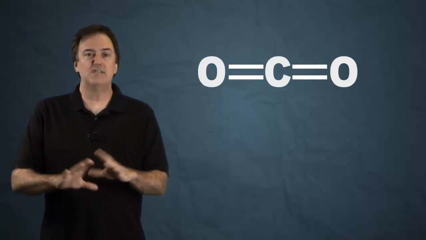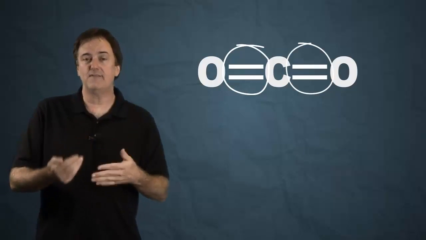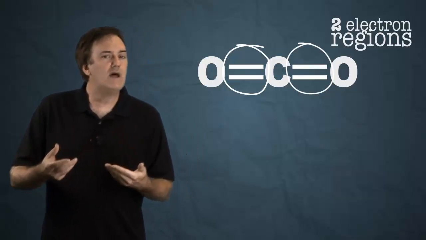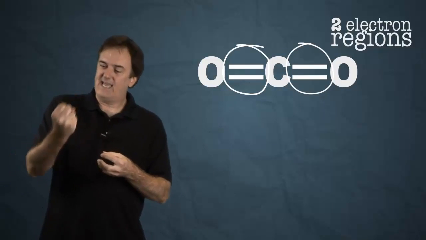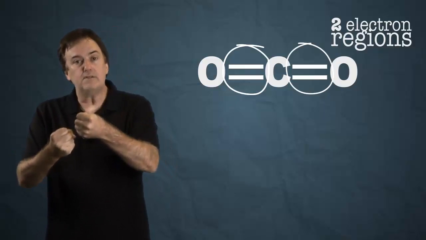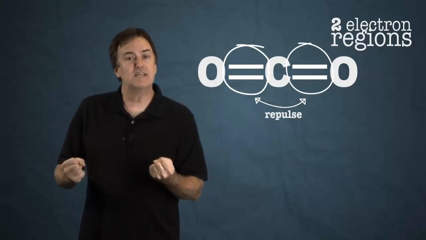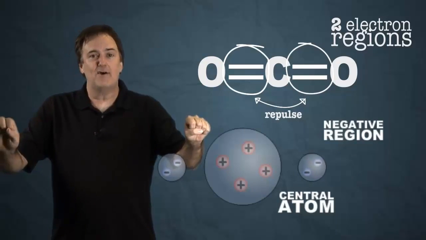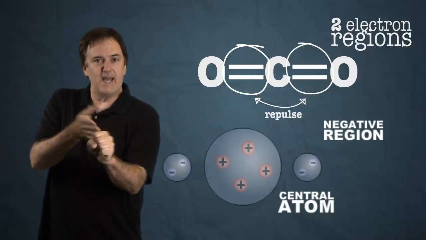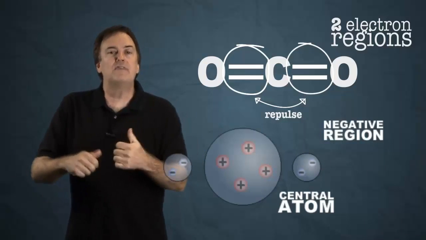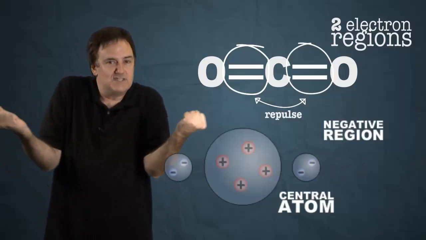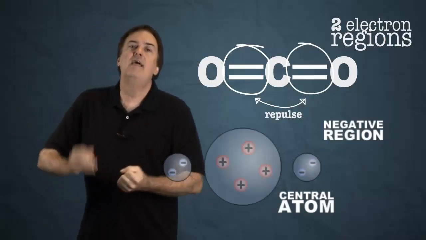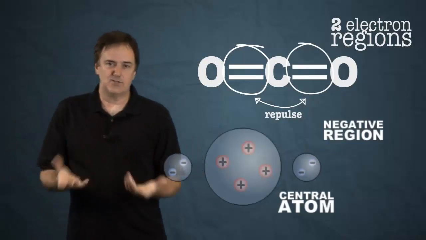So the way it works, and the name kind of gives it away, is you take your electron dot formula and you simply count electron regions around the central atom, and you realize that each of those regions is a negatively charged region. And so it's going to repulse all the other negatively charged regions, and they're going to try to get away from each other. They can't completely get away, though, because the nucleus of the central atom is holding them in. So they try to get away from each other, but they're still held by the central atom. This leads to distinct molecular shapes.